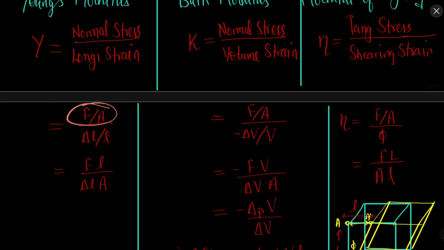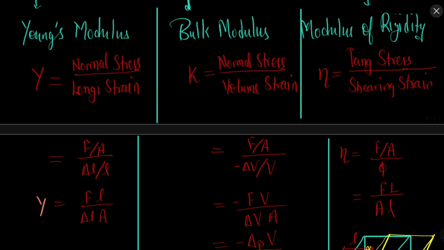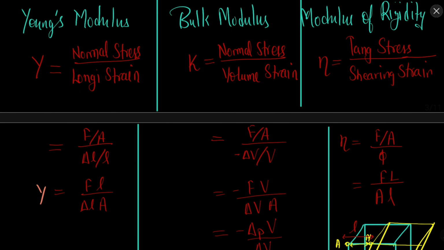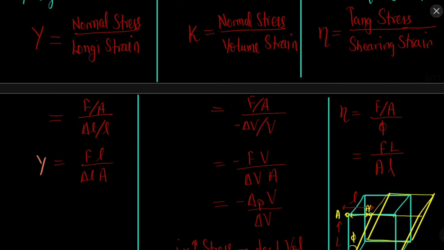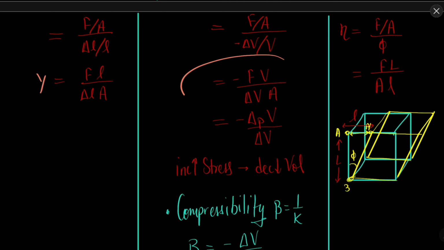So it's simple. Normal stress is force upon area, longitudinal strain is change in length upon original length. So we will get this. The Young's modulus is represented by capital Y. Similarly, the bulk modulus is represented by K, and its value is F by A, again normal stress, upon the volume strain, which is del V by V. Now the minus sign indicates that if we compress it, the volume will decrease. Therefore we have the minus sign. So ultimately we get this.